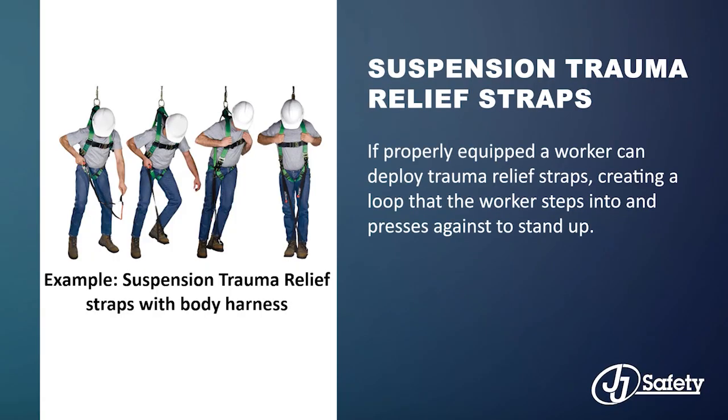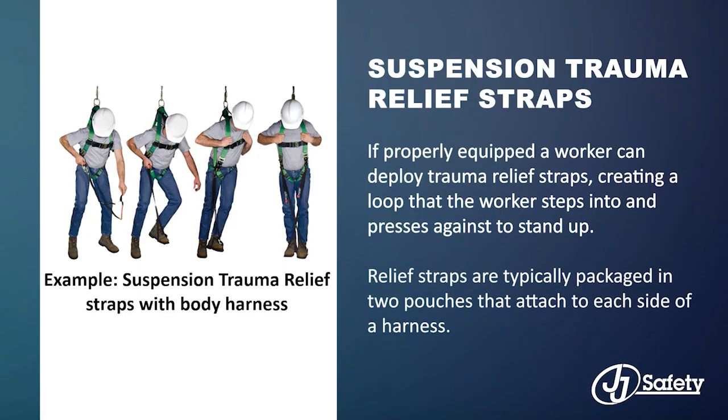If properly equipped, a worker can deploy trauma relief straps, creating a loop that a worker steps into and presses against to stand up. Relief straps are typically packaged in 2 pouches that attach to each side of a harness.